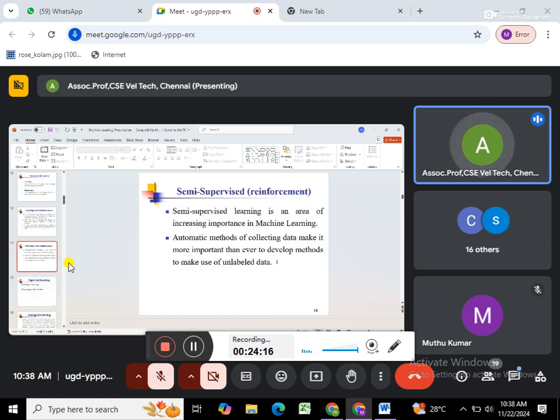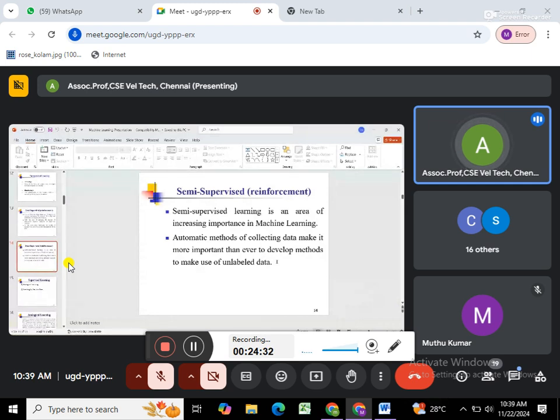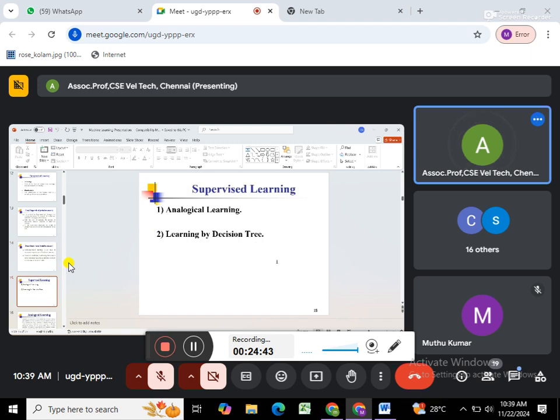Moreover, semi-supervised learning is an area of increasing importance in machine learning. Increasing importance means what? Automatic methods of collecting data are more important than developing methods to use it. As we have unlabeled data, an automatic method of collecting the data is more important. That's why we are coming to semi-supervised learning.